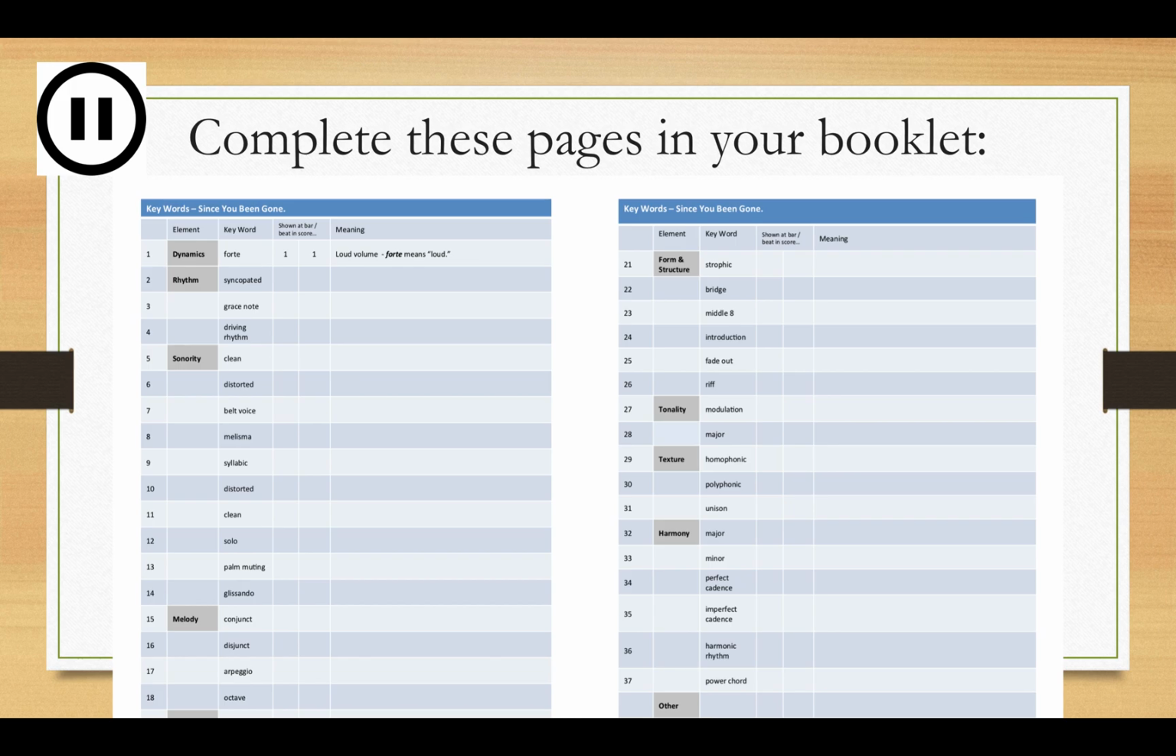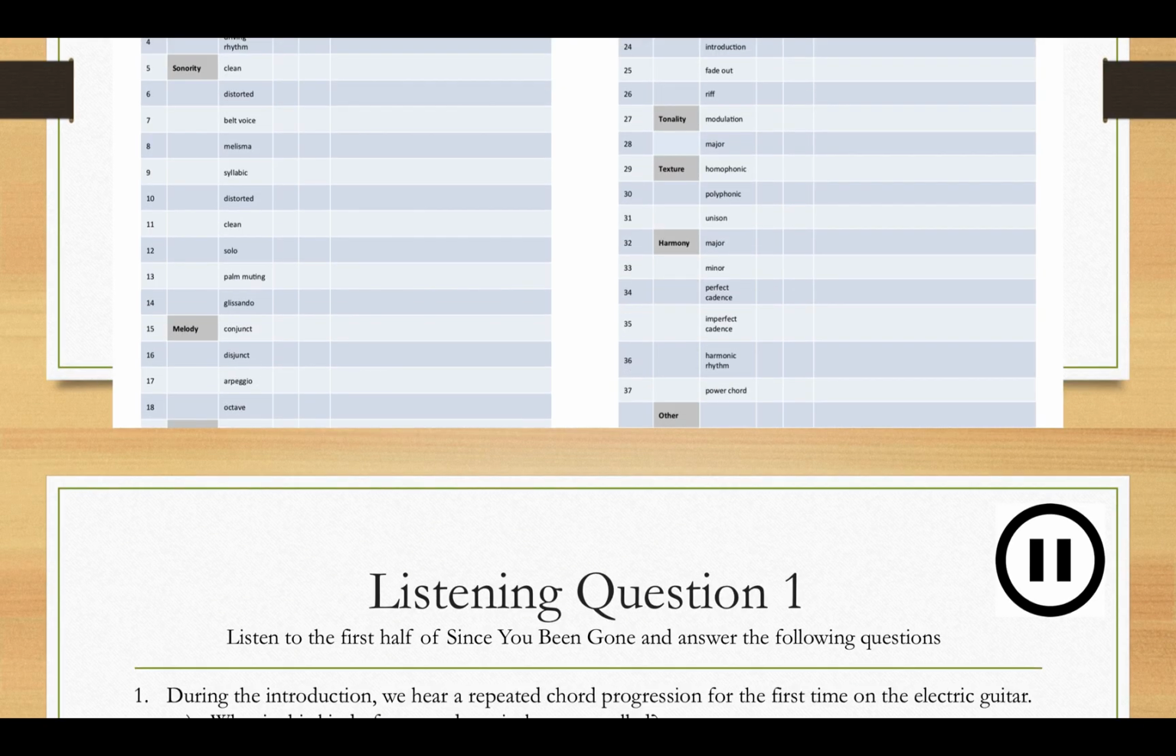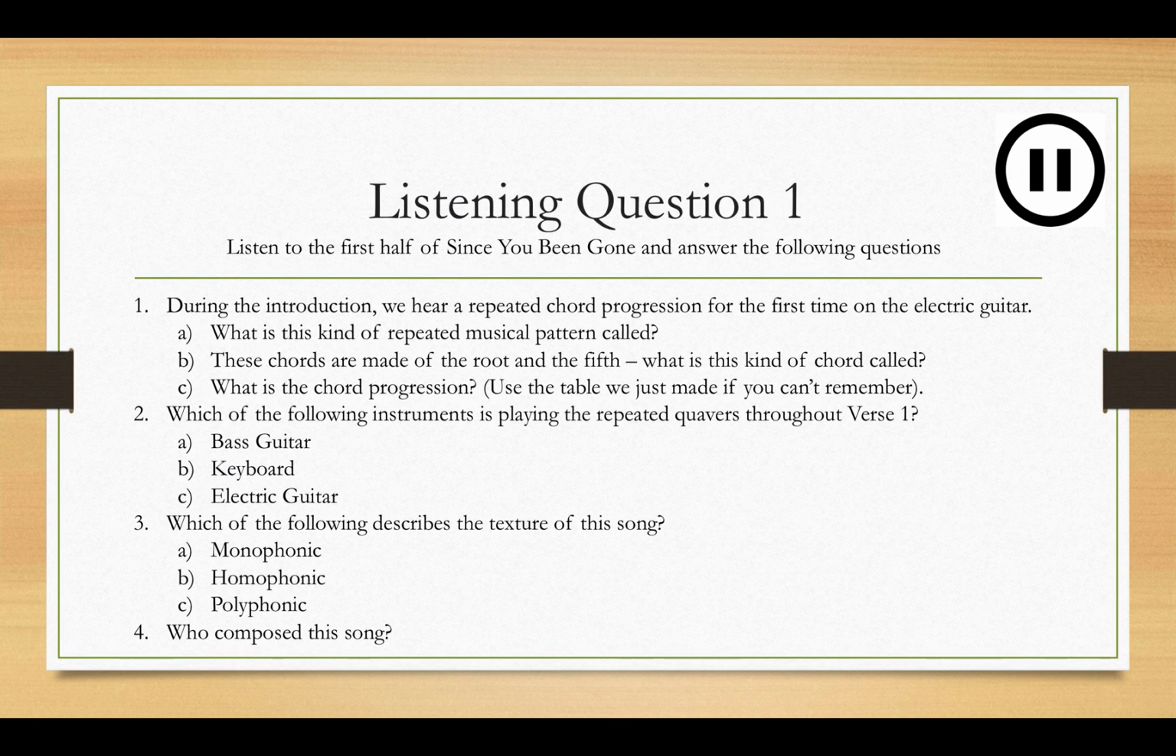Okay, so now that we've done those things in our booklet, I want us to go back onto some clean lined paper, and we're going to do some practice questions now. So find Since You've Been Gone, link to Since You've Been Gone in the description box at the bottom of this video, and listen to the first half of the song, pause the video and answer the following four questions.